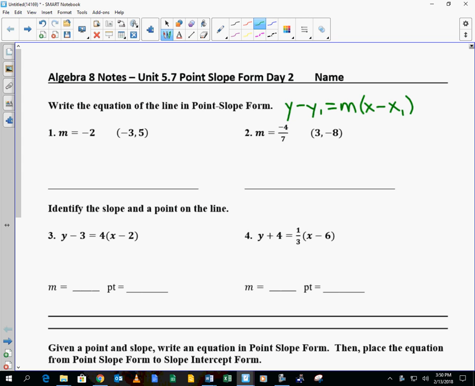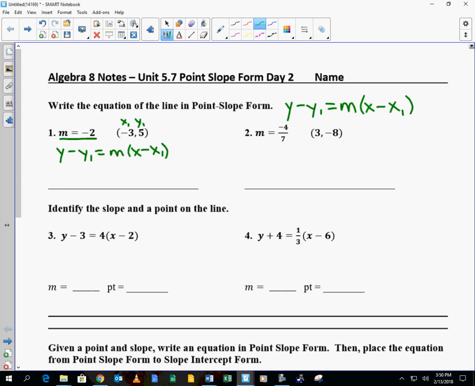So every line has a slope. Every line passes through a couple points. This is the slope, and this is the point on the line. We're going to call it x1 and y1. So we put the x1 where the x1 is, the y1 where the y1 is. So y minus y1 equals m times x minus x1.